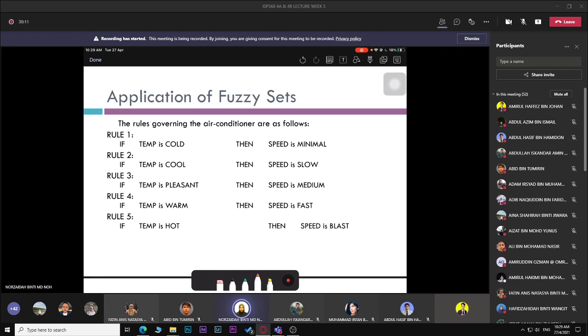So they have to control it. We want the air conditioner to be intelligent enough to control itself. Dia punya speed of the fan. Tak payahlah kita setiap kali dah rasa sejuk kita nak turunkan temperature kan. So it can be set on auto. So it will automatically set the fan. Okay.